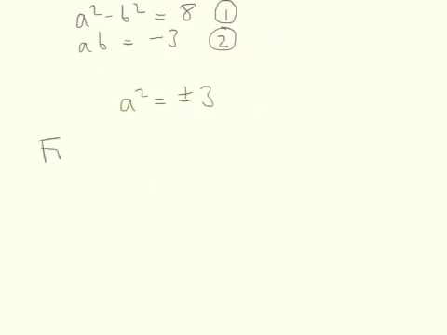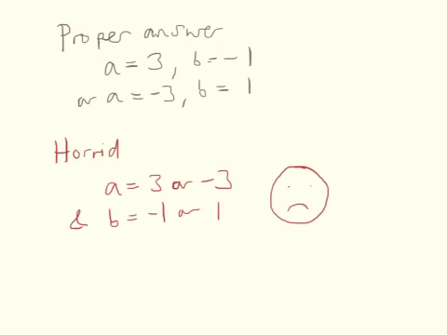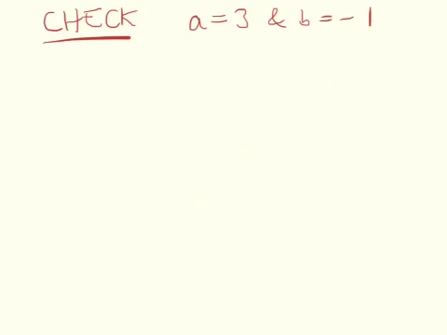Now we know the two possibilities for a, we can use equation 2 to find out what b is. When a equals 3, b equals minus 1. And when a equals minus 3, b equals plus 1. Don't forget, you have to give the answer like this. You have to say which value of a goes with which value of b. This is horrible. To check, we just put the answers back into the original left-hand side.